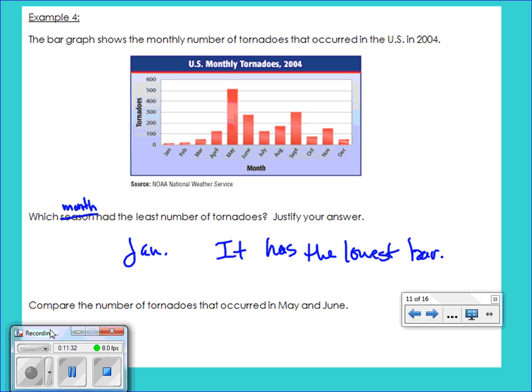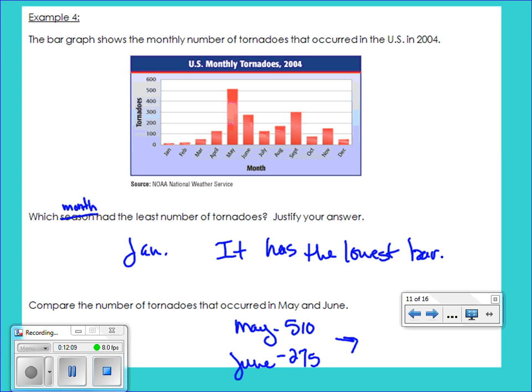All right, and then compare the number of tornadoes that occurred in May and June. How many tornadoes would you say occurred in May? How many occurred in May? So we're comparing May and June. That means what's different between May and June? So about 510, you think, for May? How about June? About 275. June, yeah, I'd say close to 275. So May had more tornadoes, right?